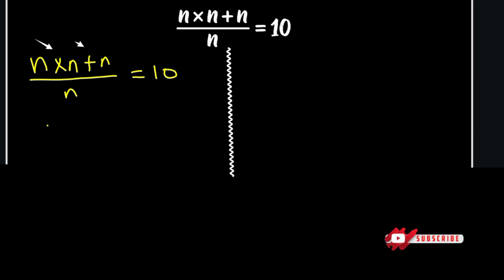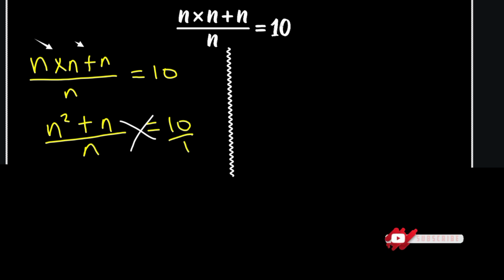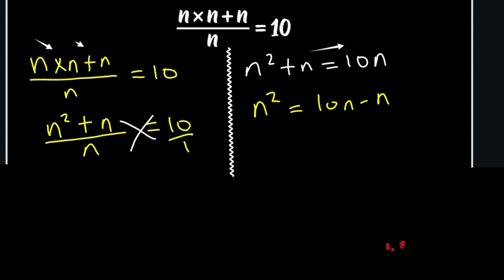So n times n gives us n squared, then plus n divided by n equals 10. When we cross multiply, we have this over 1. We're going to have n squared plus n equals 10n. And then when we rearrange, we'll be left with n squared equals 10n minus n. And then n squared will be equal to 9n.